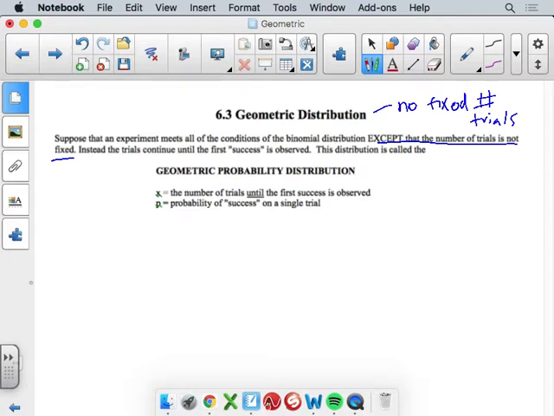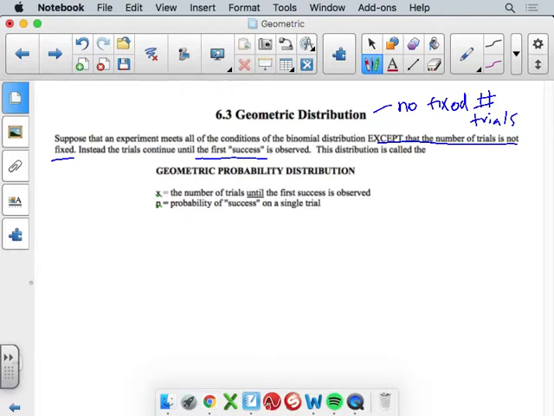Like I'm not going to do a sample of 10 people and ask how many of those 10 built a snowman. Okay, instead of the trials, it will be until the first success is observed. So like my snowman example, how many people is it going to take me to sample until one of them built a snowman?